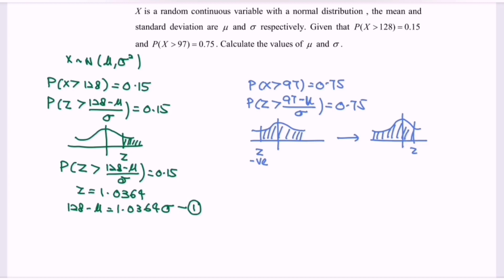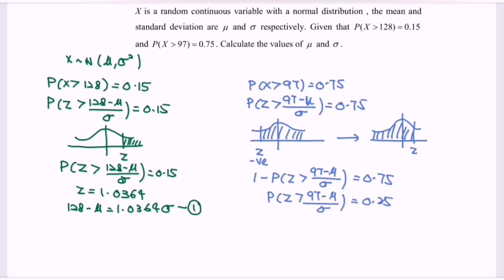So the formula will be 1 minus the probability that Z is greater than (97 minus mu) over the standard deviation, equals 0.75. If we rewrite the situation, the Z, (97 minus mu) over the standard deviation, equals 0.25. By referring to the statistical table, page 23, we notice that Z equals 0.6745. That will be the answer for this part.